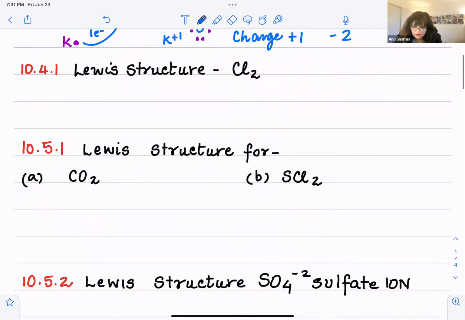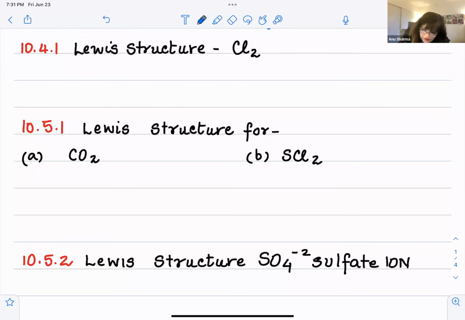Next is to write the Lewis structure for Cl2. Now Cl2, chlorine is in group 7A, 7 valence electrons. Okay, the charge is -1, but it's gaining, right? So let's draw the Lewis structure here, 7 valence electrons. And here is this one. And here's another one. 1, 2, 3, 4, 5, 6, and 7.